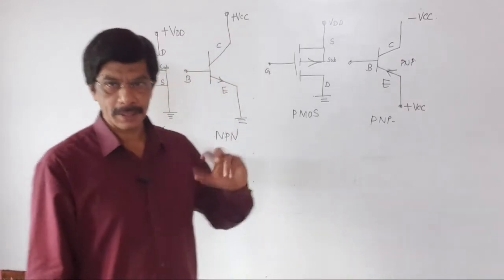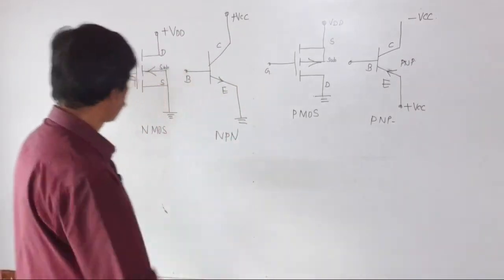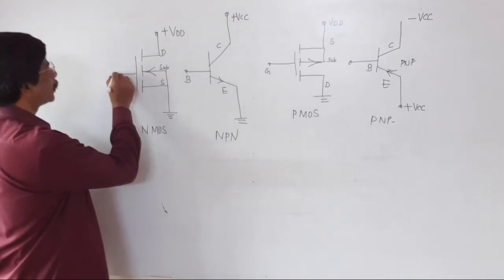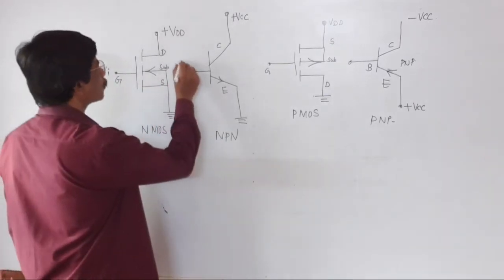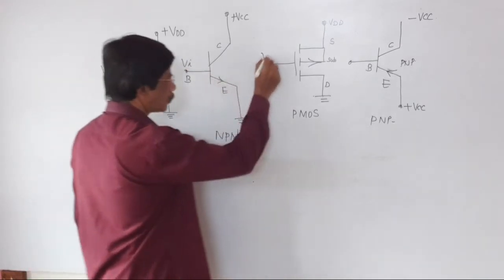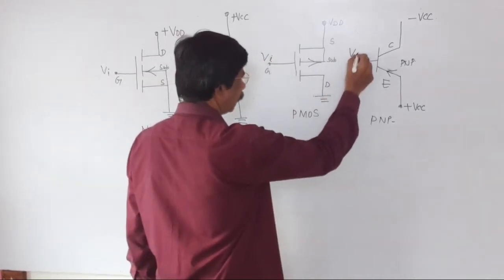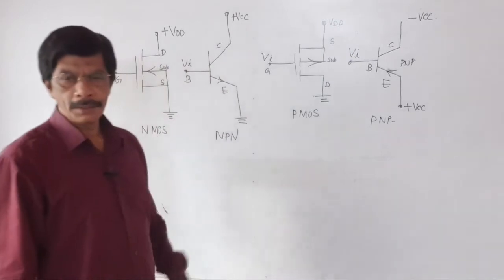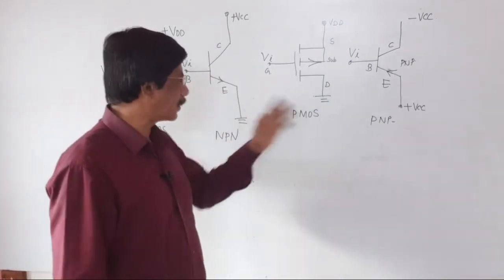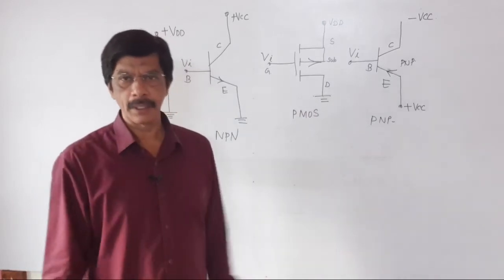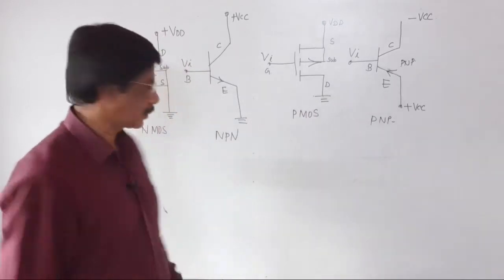Now, how it is conducting, that is very important. The input voltage to the gate is, you say, Vi. The input here also Vi. The input here also Vi. Here also the input is Vi. Depending upon the input voltage, the MOS and the bipolar junction transistors decide the operations.